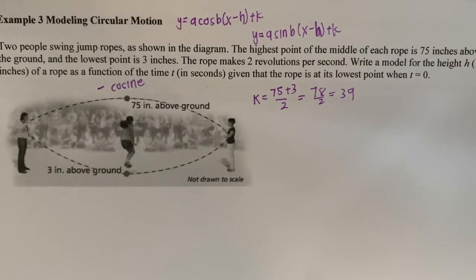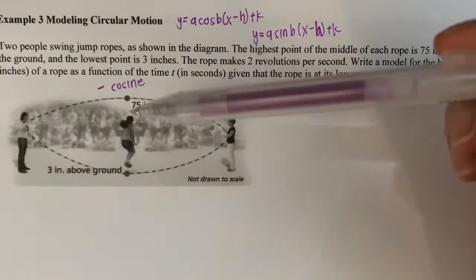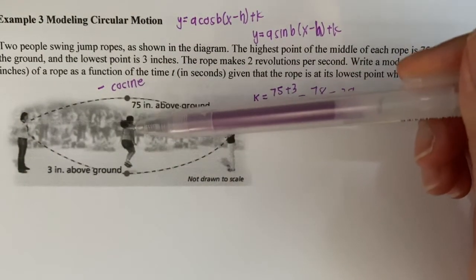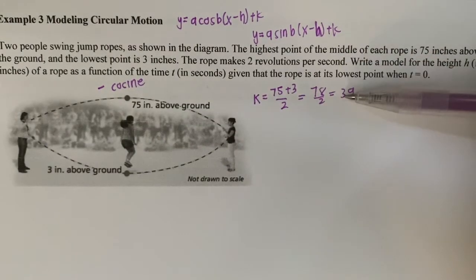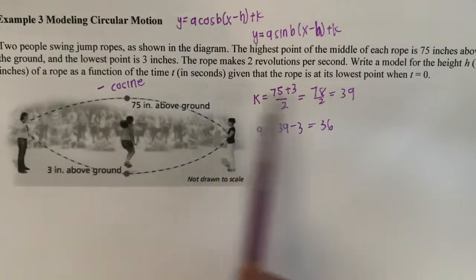Afterwards, we are going to find the amplitude and the period. In order to find the amplitude, we just want to see what is the distance from the minimum and maximum to the midline. So we can just take 39, subtract 3, and then we get 36. It also works if you do the maximum minus the midline.